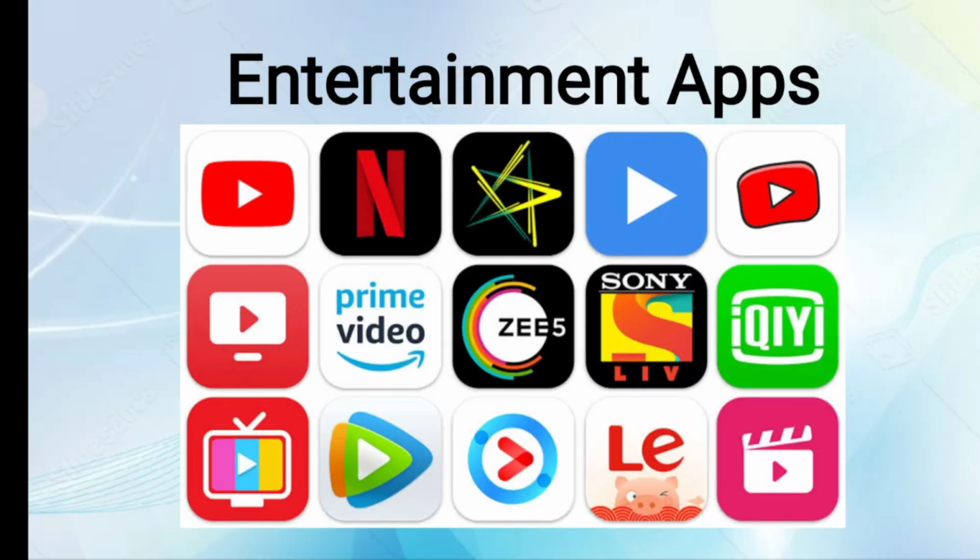Next is entertainment apps. These apps are generally used for entertainment and relaxation. They contain collections of movies, videos, and songs for us to enjoy. These apps usually charge a fee for the service they provide. The most commonly used apps are Netflix, Amazon Prime, Disney Plus Hotstar, YouTube.